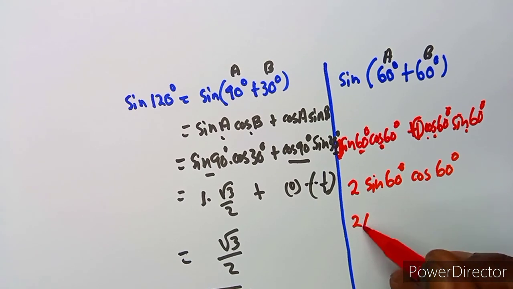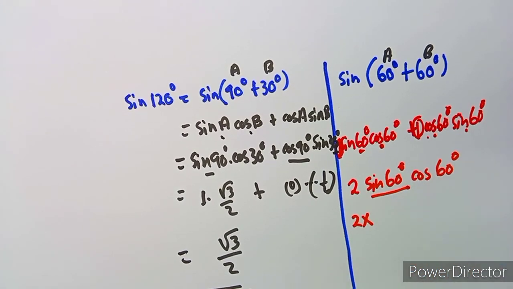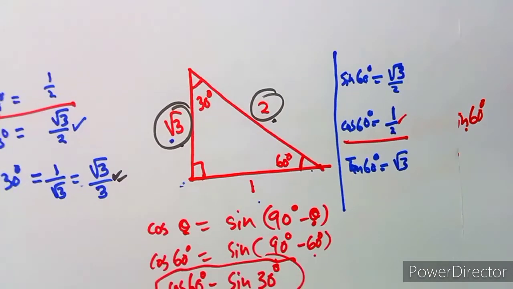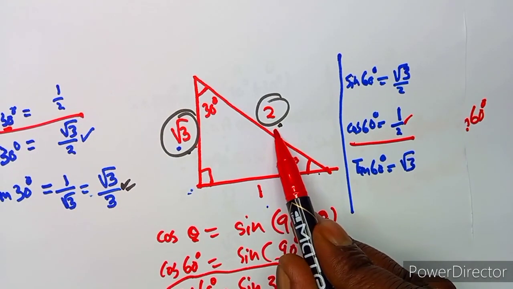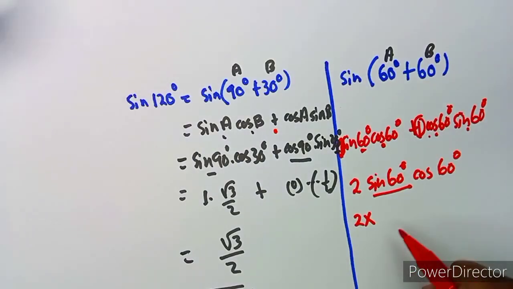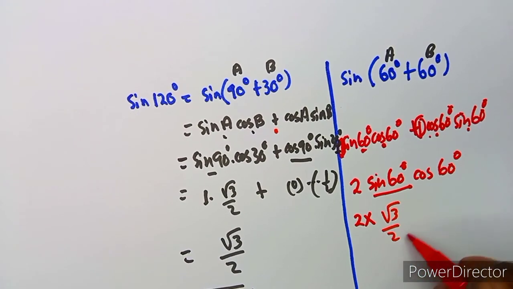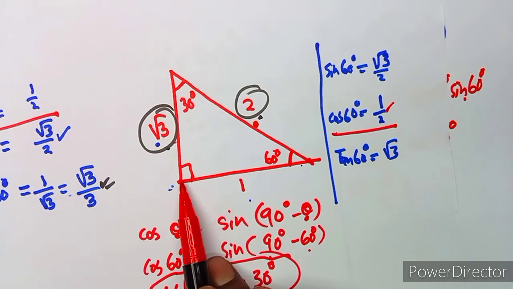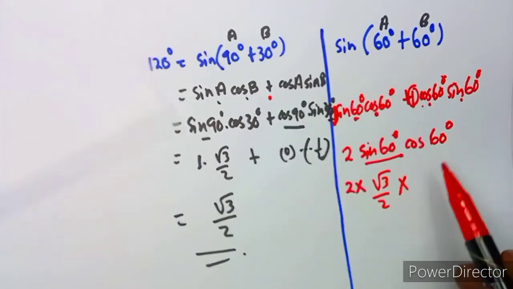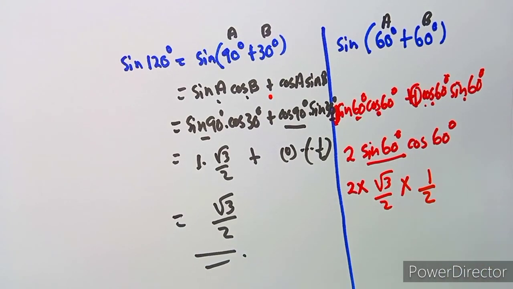And this is going to give us 2 times sine 60. We now go back to our triangle and locate our sine 60, and you see that your sine 60 here is the opposite over hypotenuse, which is square root of 3 over what? Square root of 3 over 2. So that's what you're going to take, which is square root of 3 over 2 times cos 60. And we said cos 60 is adjacent over hypotenuse, which is 1 over 2. So by just having this, I must have the same answer. So it's not like it's a one-way thing.